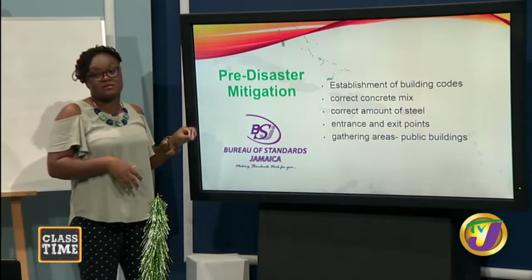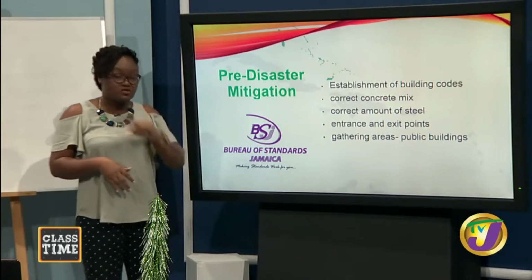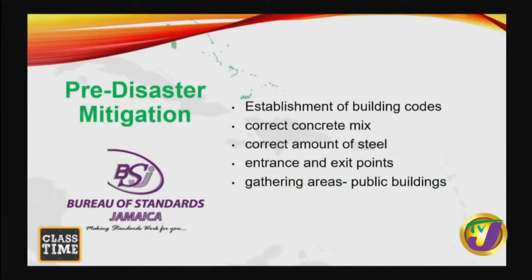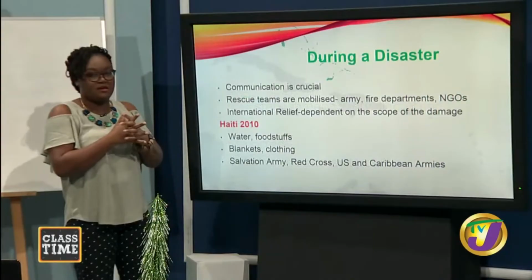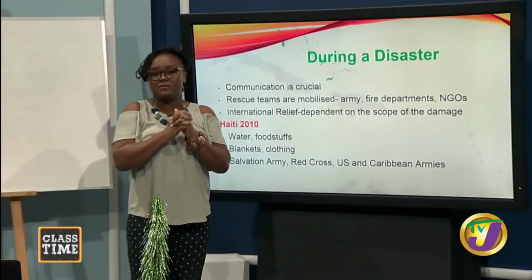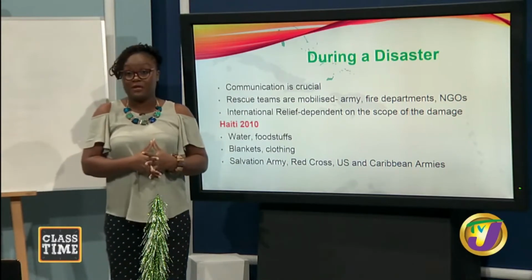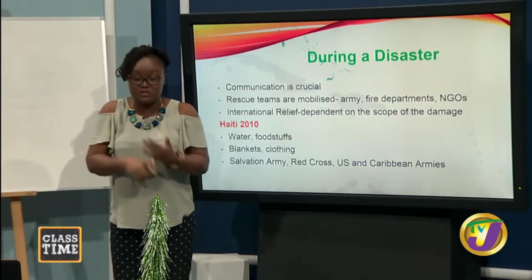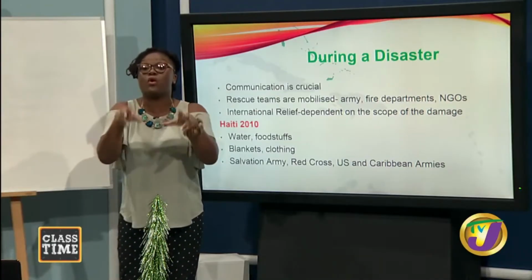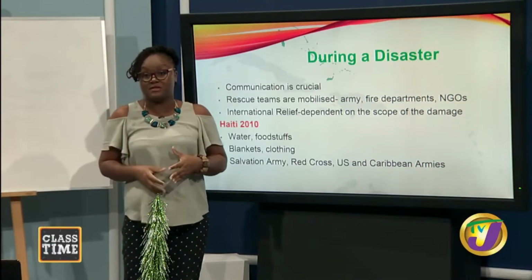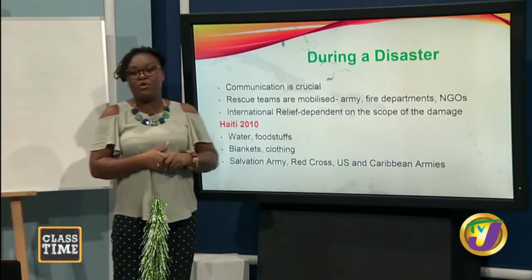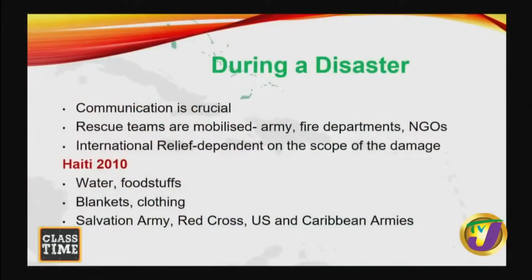So that is pre-disaster mitigation. And there are more things we could discuss. Students, do your reading. All right, and then we go to during a disaster. During a disaster, communication is crucial. It's important that the government and the agencies are able to reach the people. Very important. So at this point, you have the councillors and the MPs on the ground and their workers on the ground, ensuring that you can get to persons. All right? Rescue teams are mobilized. So the Army and the Fire Department and other NGOs like Red Cross and so on are on the alert. International relief too comes in right there sometimes.